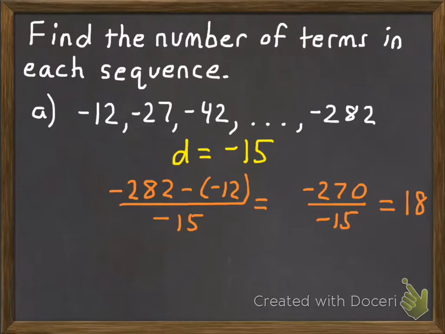If I take the first term and I add the common difference 18 times, which term in the sequence is that going to give me? Well, it's going to give me the 19th term in the sequence. Okay, so negative 282 is the 19th term in the sequence.